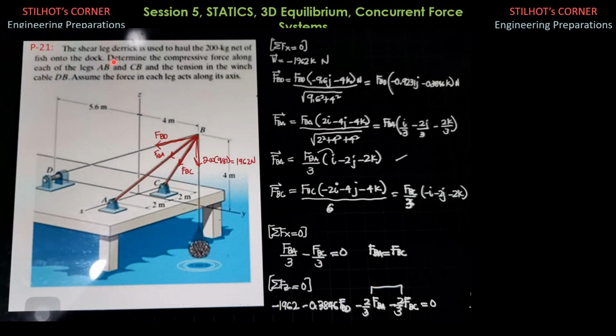So the shear leg derrick is used to haul the 200 kilogram net of fish onto the dock. Determine the compressive force along each of the legs AB and AC, and the tension in the winch cable BD. Assume the force in each leg acts along its axis. So these forces are two force bodies. So it's either tension or compression.